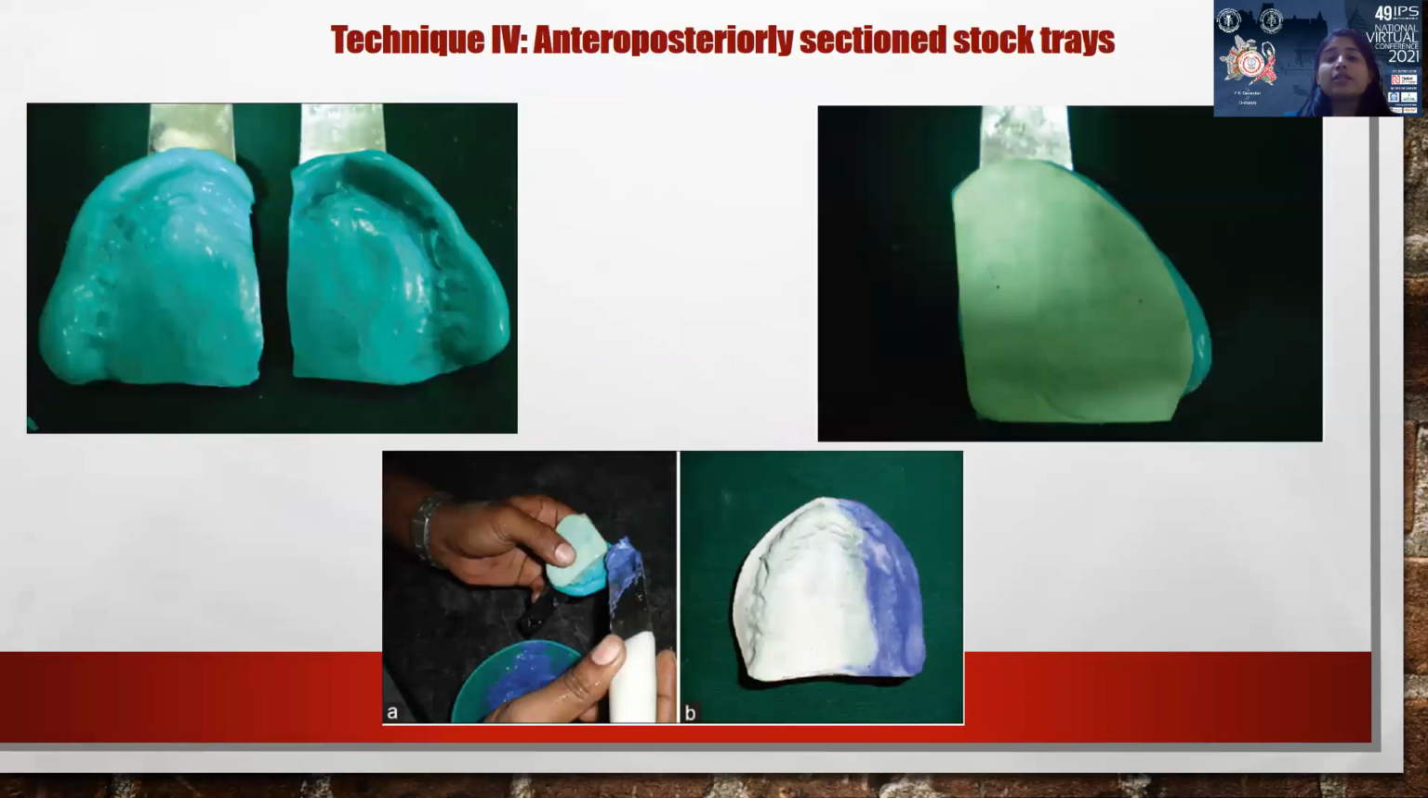So in the anteroposteriorly sectioned stock trays technique, we section the tray anteroposteriorly. We can use either one tray or two trays. Then we take impression individually. After taking the impression, we pour it individually. First we pour the first section, then we take another section, we hold it along with the first section, then we pour it and we hold both sections in hand till the plaster sets.